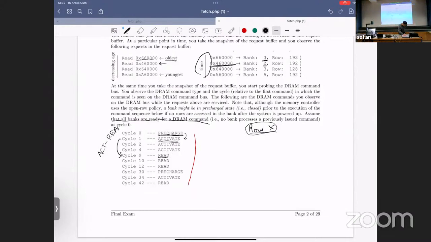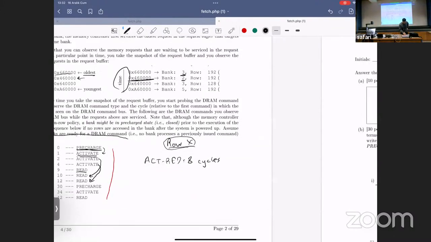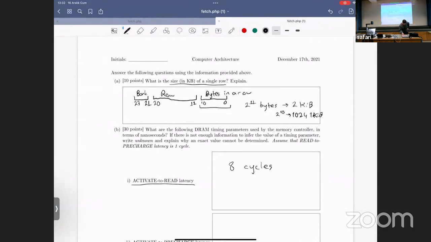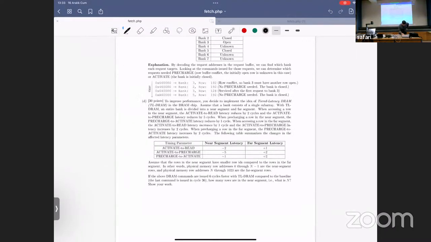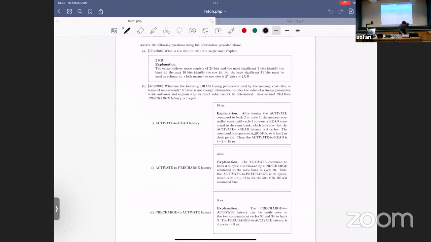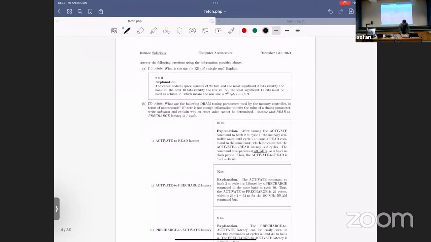Act to read. This is 8 cycles. And if you look at the differences between the next three pairs of activate and read commands here and here, they exactly have the same latency between them. So then activate to read latency is 8 cycles. Here, I will write 8 cycles. And we need to convert them to nanoseconds. And for that, we know the frequency. Okay, maybe I can go back to the questions here. Yeah, we know that the bus operates at 500 megahertz. So the clock period is 2 nanoseconds. And if we spend 8 cycles, it means that we spend 16 nanoseconds.